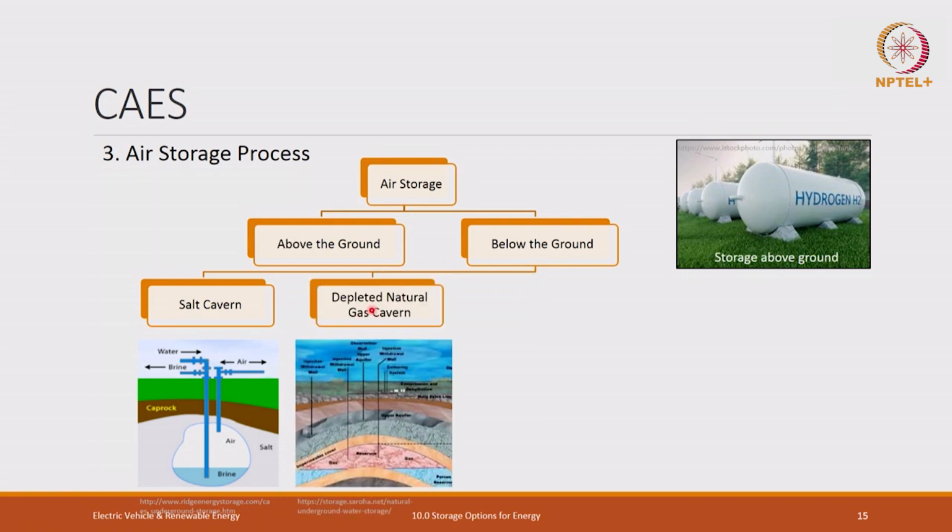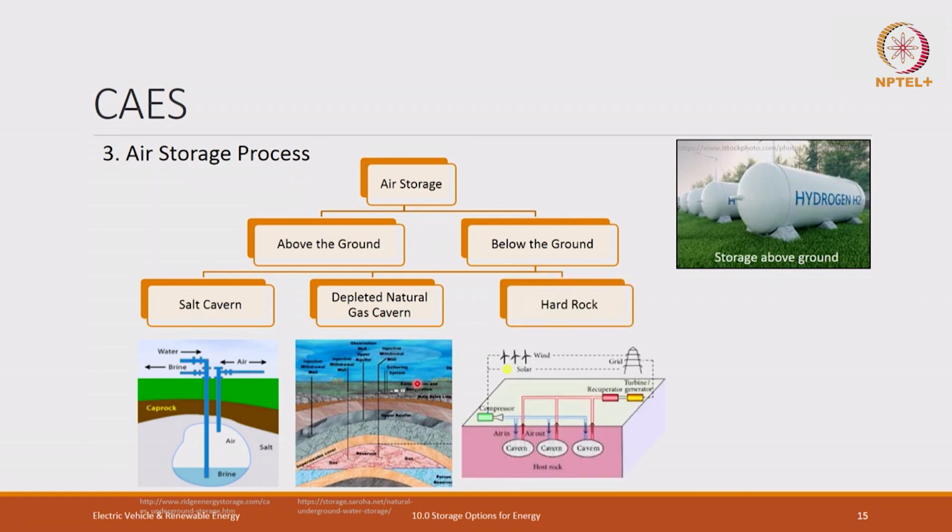Depleted natural gas caverns, then hard rock, and all those things, these are naturally available to you, which have already been used, and now their waste can be used. So you don't have to pay anything for the storage other than the equipment which is going to compress the gas, and that's why it becomes one of the cheapest options.